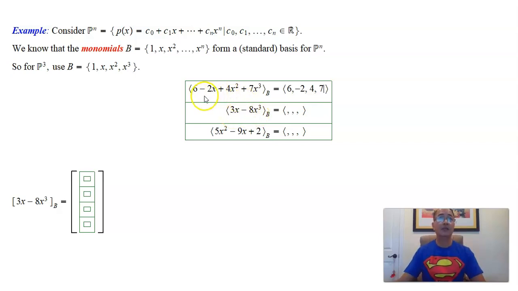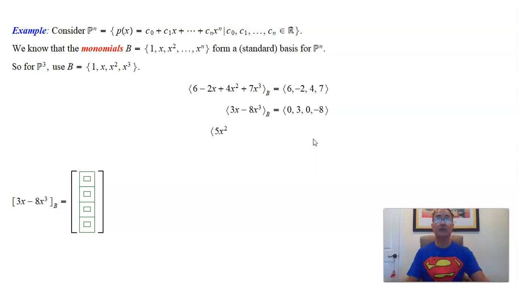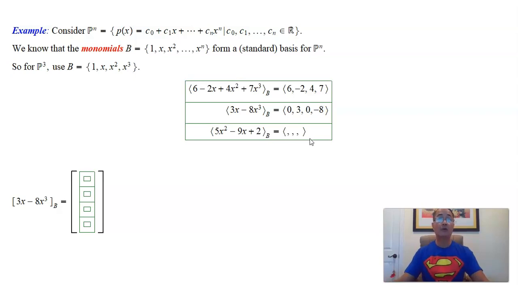3x minus 8x cubed. It's only 2 terms. Okay, so there's no constant. So therefore the first coefficient is 0. There is a 3x, so we put 3 there. And then no x squared, so we put 0 for x squared. And finally, negative 8 for x cubed. Okay, so those are our 4 coefficients. Okay, how would we write that as a coordinate matrix? Okay, so just put 0, 3, 0, and negative 8. Okay, so make sure you put them in the correct order.